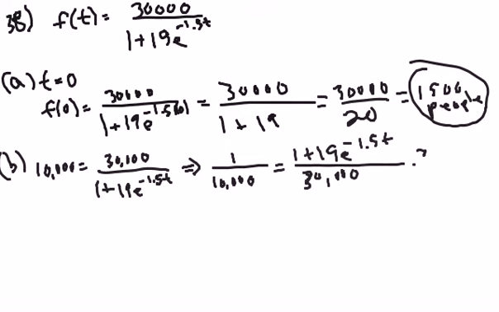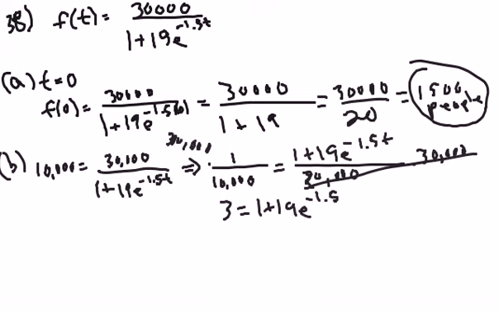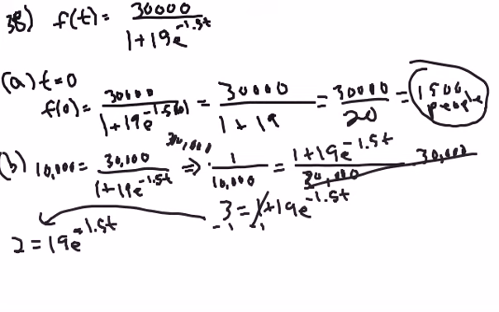Okay, and then I'm going to start to do some algebra. So multiply by 30,000 on both sides. Whoops. So 30,000 divided by 10,000 is 3. Okay. Then I'm going to subtract 1. Let's move this over here. 2 equals 19e to the negative 1.5t. Okay, divide by 19.